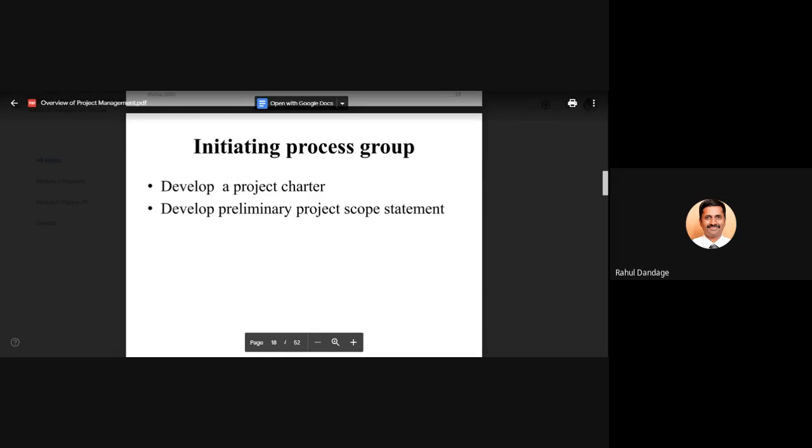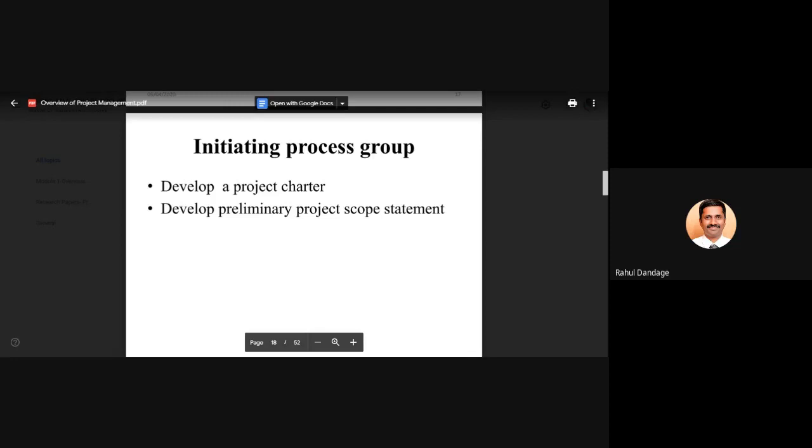So that is one thing, developing a project charter. Or if you want to give a contract to execute the project to some organization, then you have to give an official letter to the organization, that you will be responsible for this project, and in this project you have to execute these activities. That is nothing but developing the project charter. After developing the project charter, the next thing we should take into account in the initiating process group is developing the preliminary project scope statement.